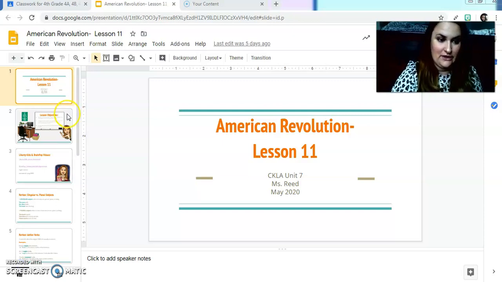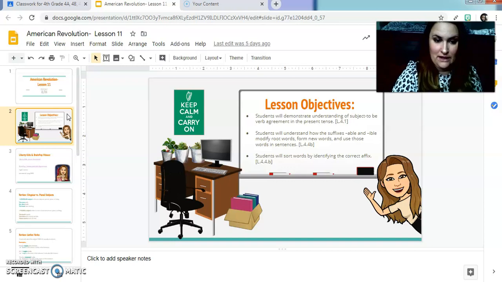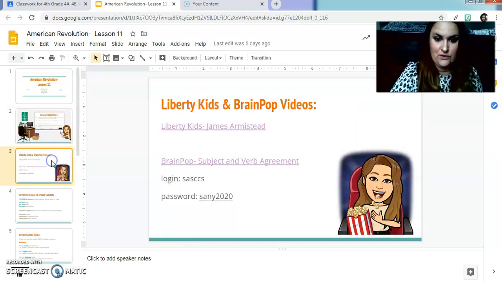So these are your objectives for today. We're going to work on some more subject-verb agreement, some morphology. I'm not going to be reading any new chapters today, so you have two videos to watch. The James Armistead video you can watch after the lesson if you want, but the subject-verb agreement you should pause right now and you should watch.